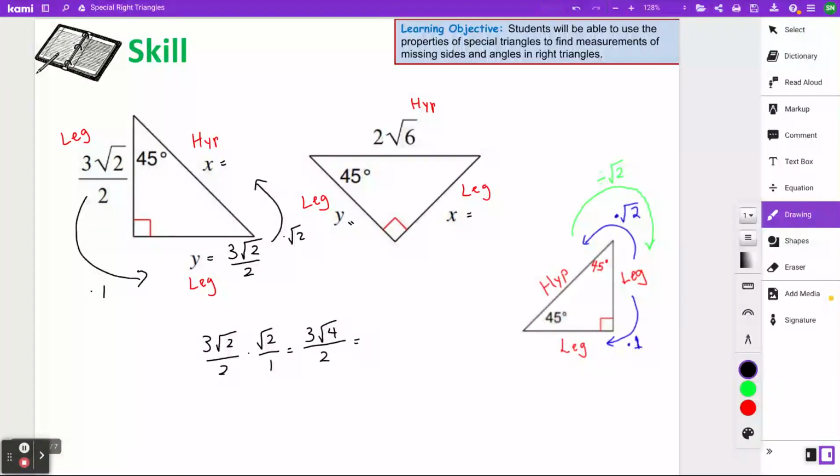We need to simplify square root of 4 because that's a perfect square. So we have 3 times the square root of 4, which is 2, divided by 2. 2 divided by 2 cancels out, leaving us with just 3. The hypotenuse x is equal to 3.